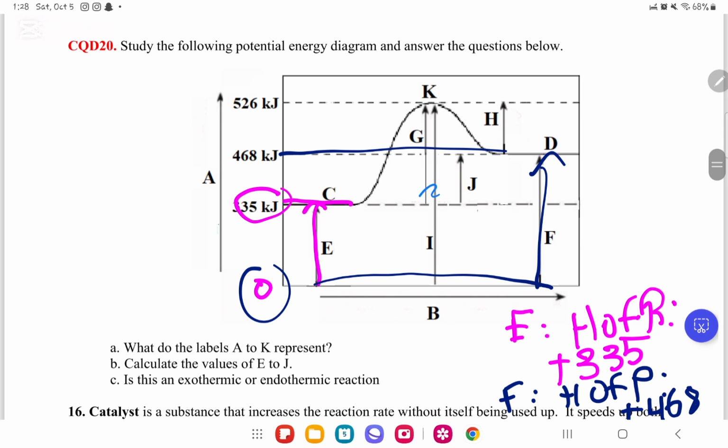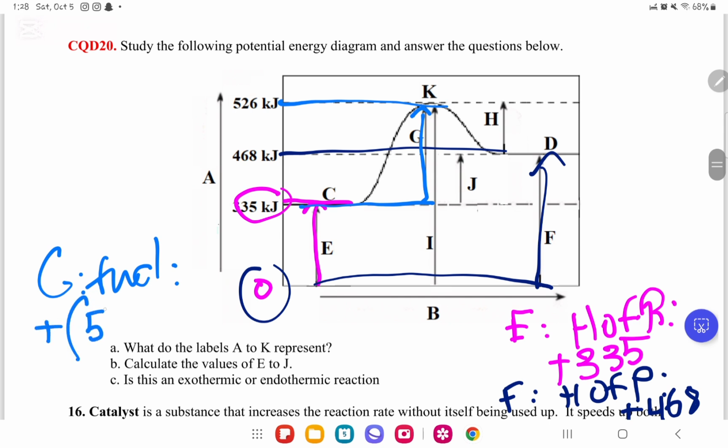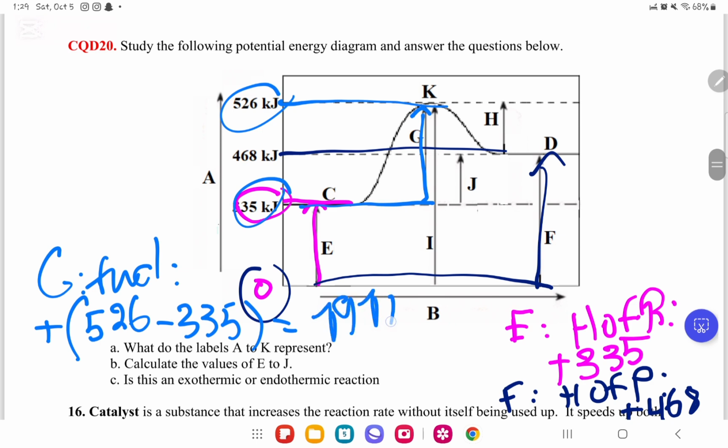Now, G is our forward reaction. The heat of G is the distance from 335 kilojoules to 526 kilojoules. Because it's going in the upward sense, it's positive, so plus 526 minus 335, which gives us 191 kilojoules. That's for G.